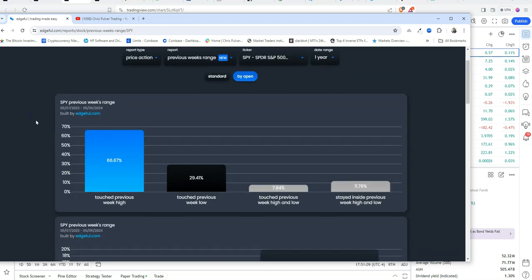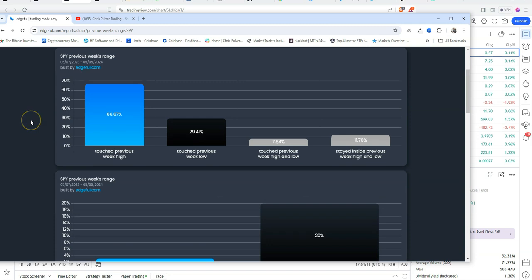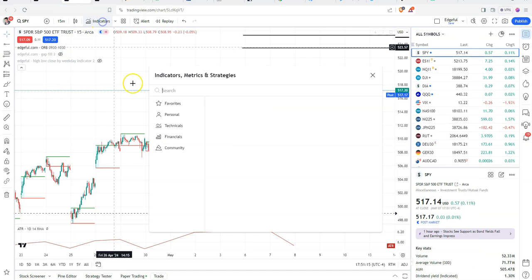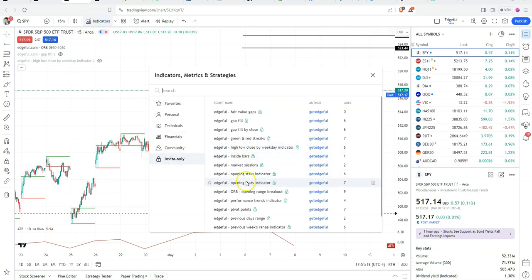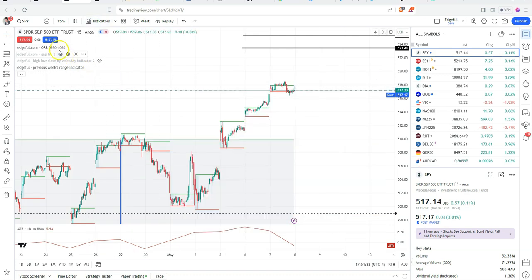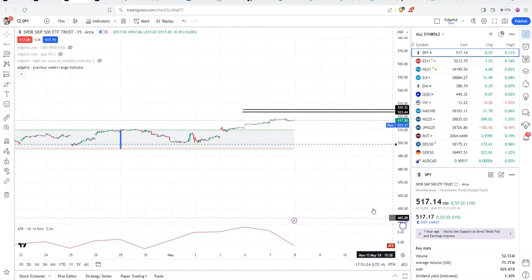And what this shows, so we actually have the indicator for this too, if you want to just quickly go to that. Of course. So then just open up the indicators and then invite only, previous week's range right there. Boom. And then just hide the ORB one. And by the way, I see you have the ORB set from 9:30 to 10:30.